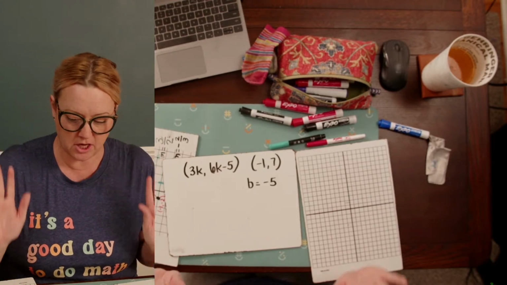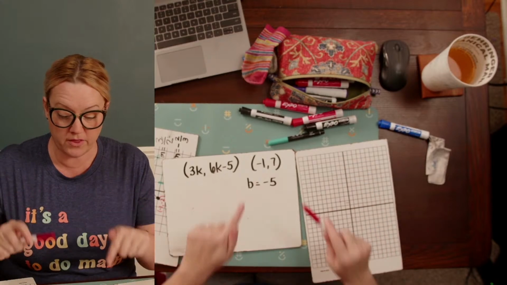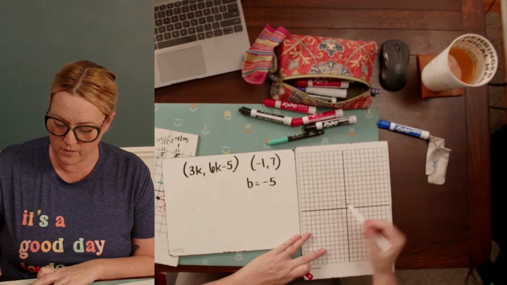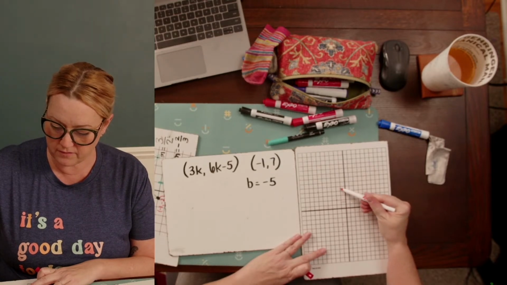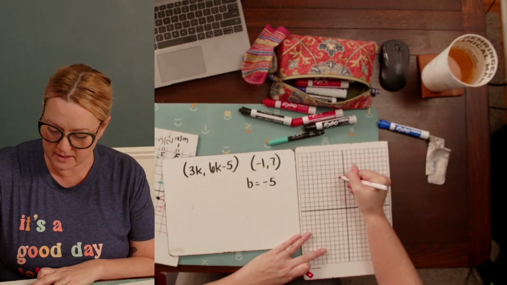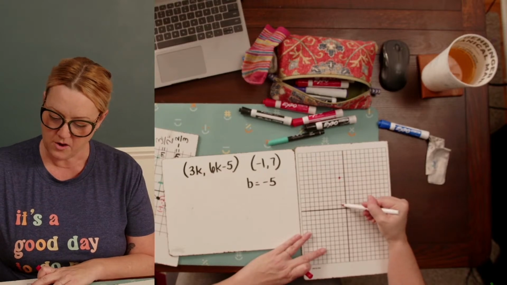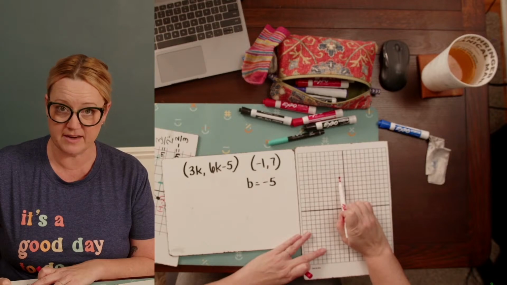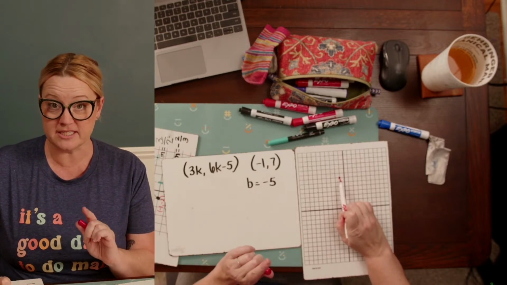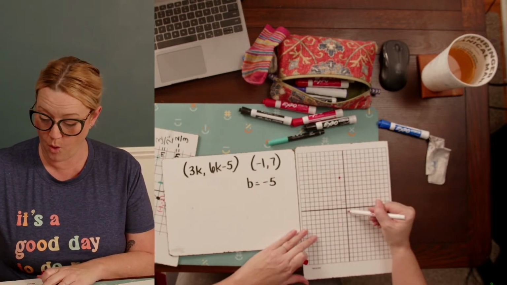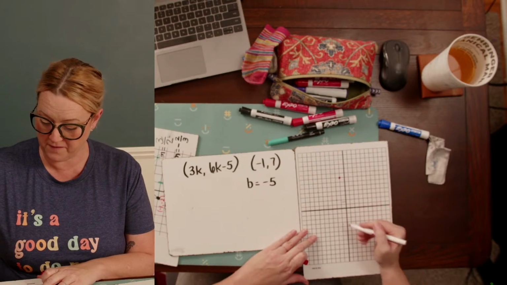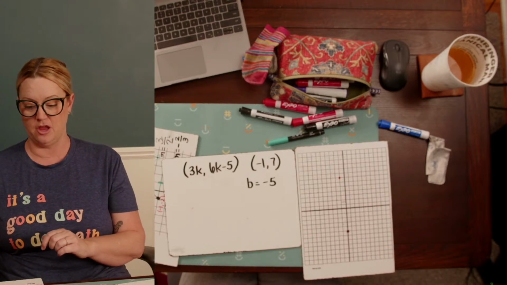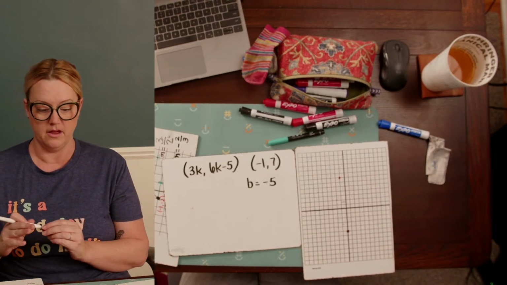Okay, so let's start with what we know. We know that it goes through the point negative 1, 7. I'm going to plot that point. Negative 1, 1, 2, 3, 4, 5, 6, 7. Let me double check that because my eyes kind of went cross. 1, 2, 3, 4, 5, 6, 7. Okay, so negative 1, 7 is there. My y-intercept is negative 5. Woo! 1, 2, 3, 4, 5. That is a steep slope. Whew! Okay.